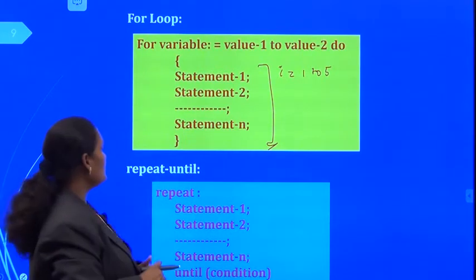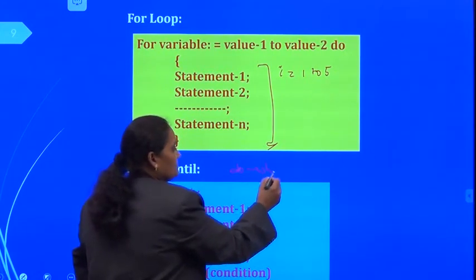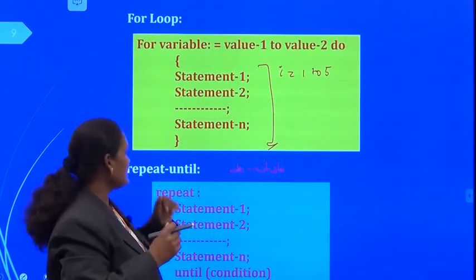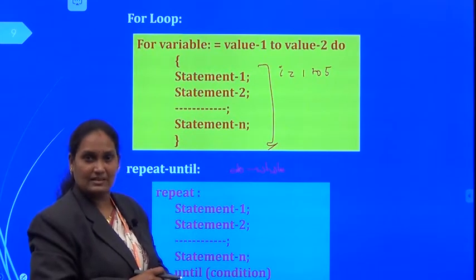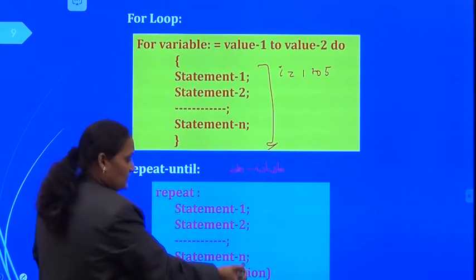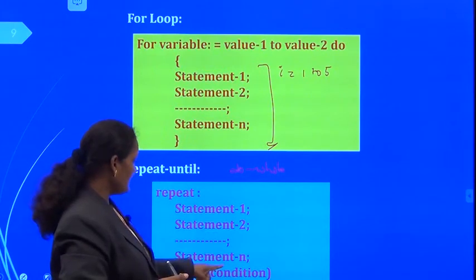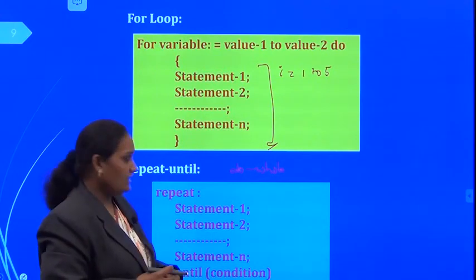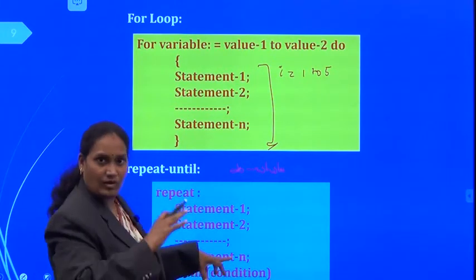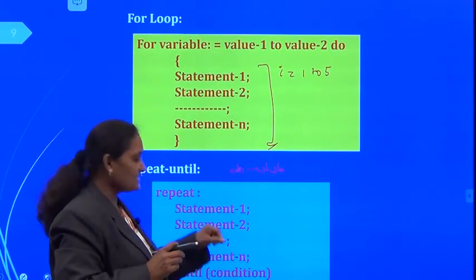Right. Next, coming to repeat until. This is equivalent to do while in our programming. Now, what is the syntax that we need to follow for using repeat until in our pseudocode? Let us see the syntax. Repeat statement 1 to statement n until condition. Now, how is repeat until executed? First, statement 1 to statement n are executed. Then it goes for checking the condition.